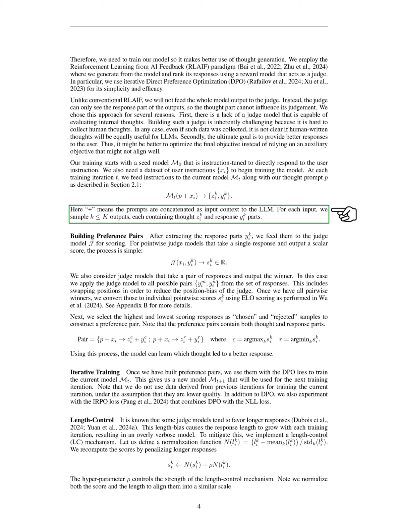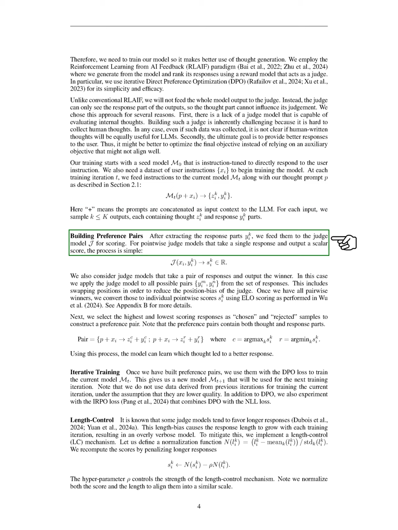Section: Building Preference Pairs. In this section, we describe how we build preference pairs. After we extract the response parts, we input them into the judge model for scoring. For judge models that evaluate a single response, the process is straightforward. We get a score for that response.